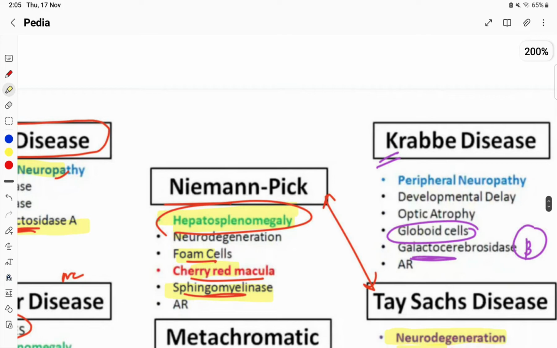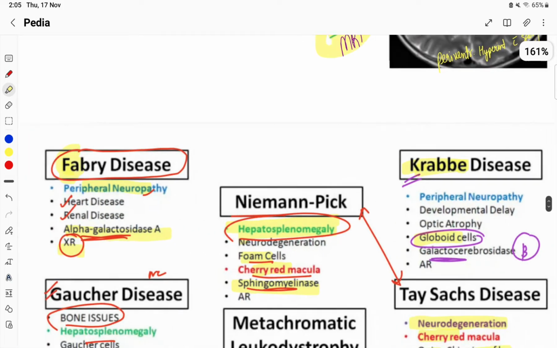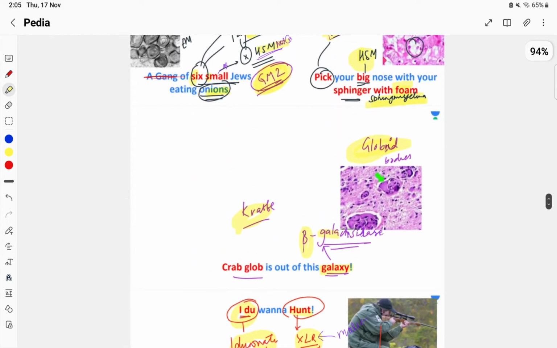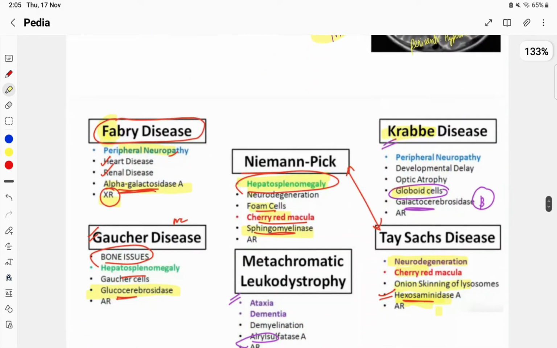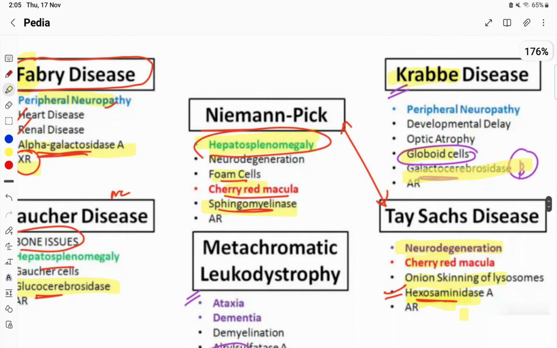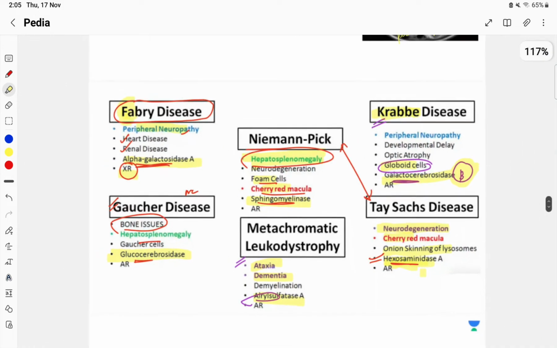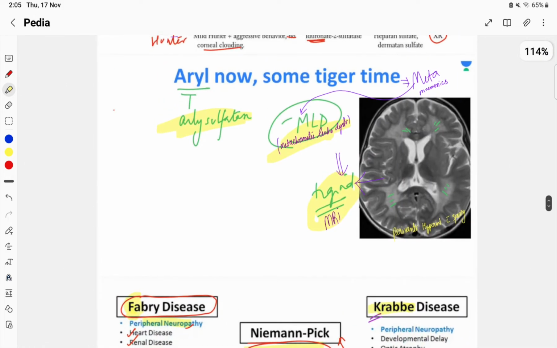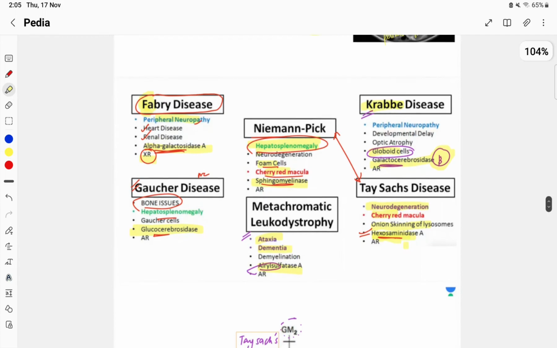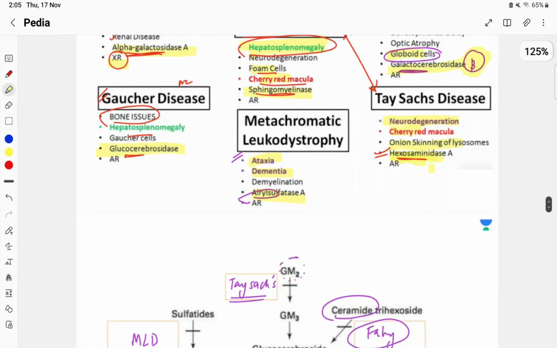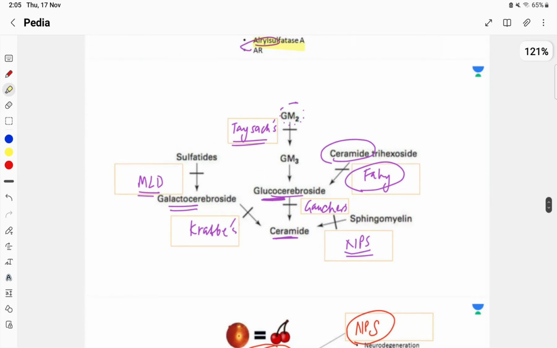Another one is Krabbe. So it is beta-galactosidase. This Krabbe is out of this galaxy. So galactocerebrosidase, the beta one. Metachromatic: neurodegeneration, ataxia, the deficiency is arylsulfatase. So aryl and tiger-like appearance, tigeroid appearance on MRI. So arylsulfatase, ataxia, dementia, metachromatic leukodystrophy.